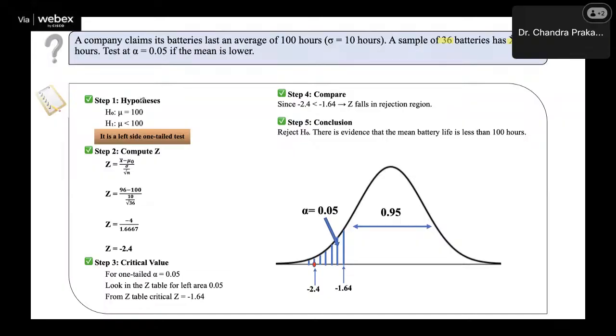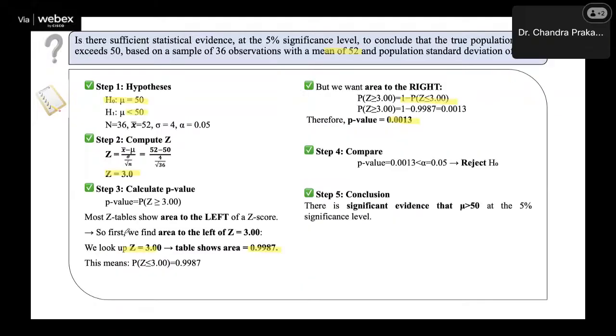So again, we come up with a hypothesis. We say that this is a one-tail test, and because it is less than 100, it is the left tail test. So we compute the Z again, we identify the value of Z, and then we identify whether it falls in the rejection region or not. If you want to go for the p-value, the same steps that we discussed previously may be used. You can cross check.